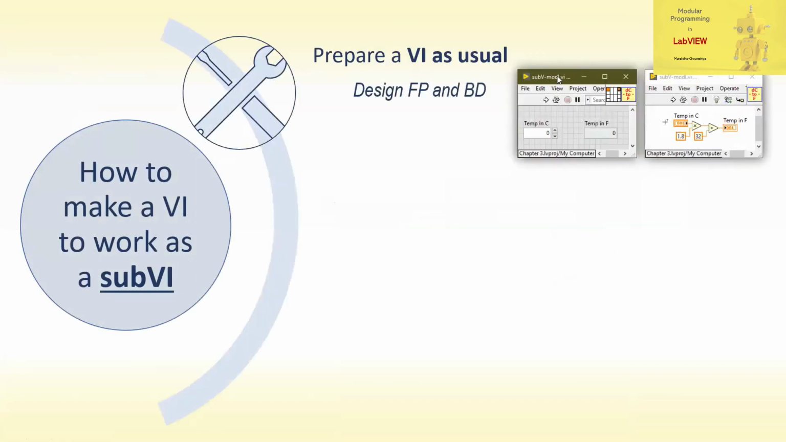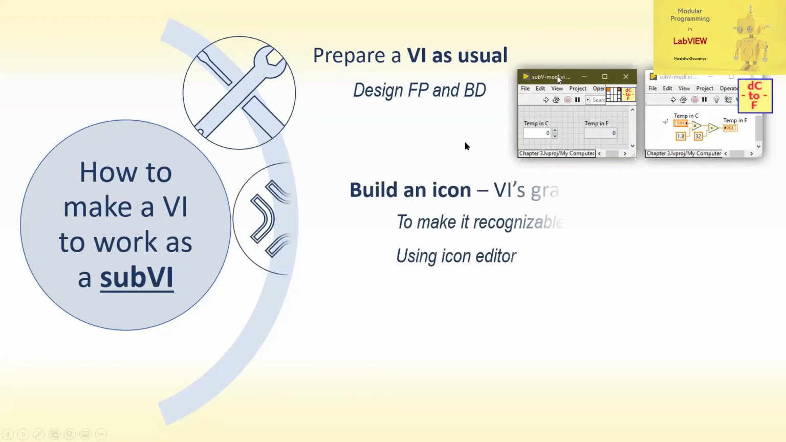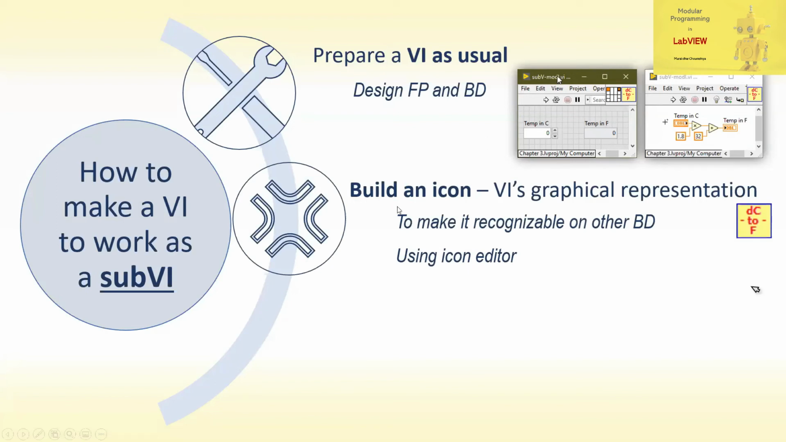So how to make a SubVI? Just as usual, we prepare the VI: design the front panel, design the block diagram. Then when we are finished with our calculations or testing with this block diagram, we go to the next section. We call this building an icon for this VI. It is a graphical representation of your VI inside another VI.